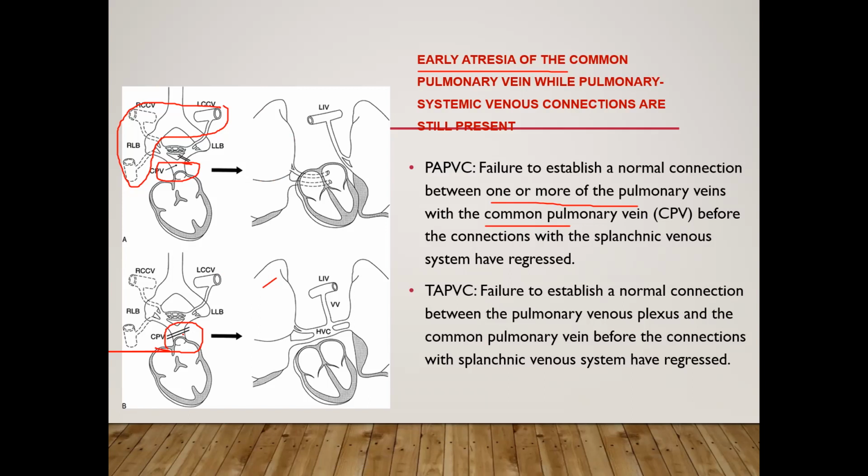What it means is, there is a loss of connection between the common pulmonary vein and the LA, while these other connections are still present. The cardinal vein and pulmonary venous connections are present, which will form a venous confluence, a component of the pulmonary venous plexus, which attaches to the left innominate vein through the vertical vein, which are the systemic venous connections. This is the pathophysiology where there is early atresia of the common pulmonary vein while pulmonary venous systemic connections are still present. If it occurs for all four veins, it is TAPVC. If it occurs for a few of the veins, it is PAPVC.